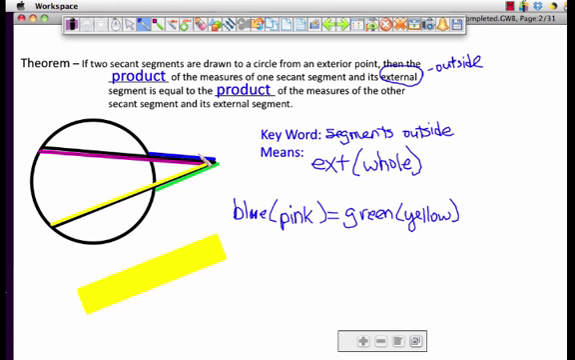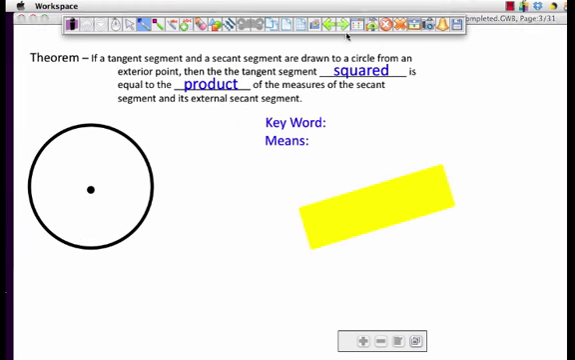But just remember, it's the exterior piece times the whole equals the exterior piece times the whole. It's the same on both sides. All right, and the last rule you need to have is if a tangent segment and a secant segment are drawn to a circle from an exterior point.